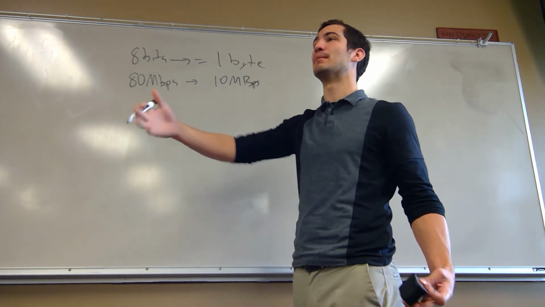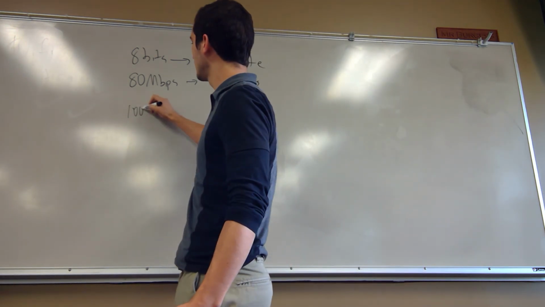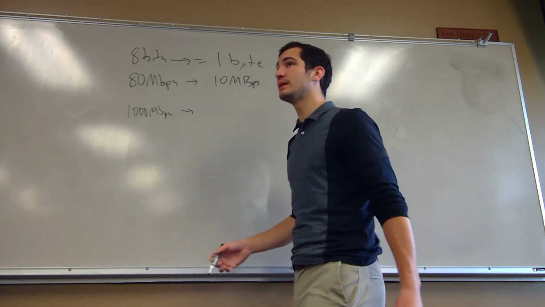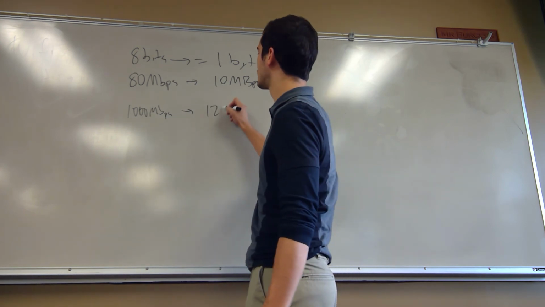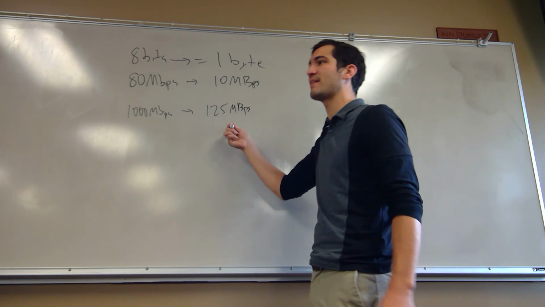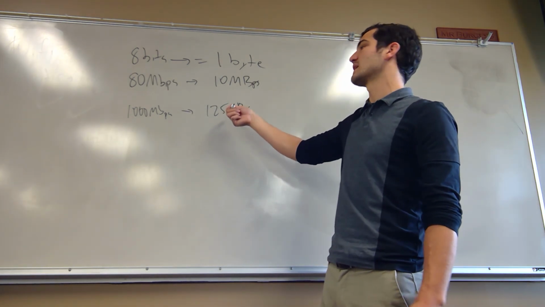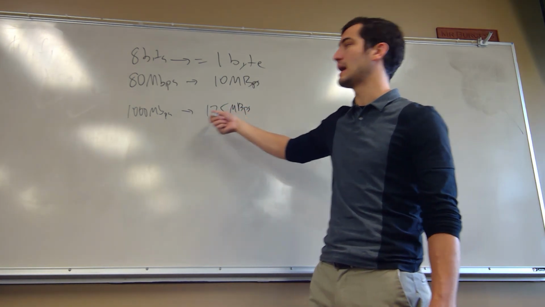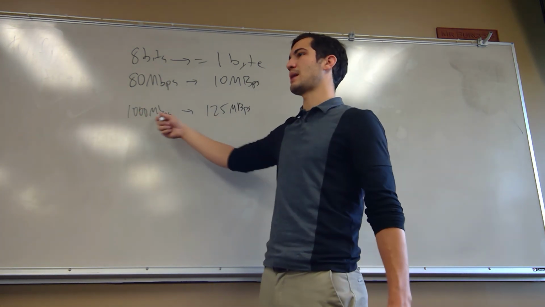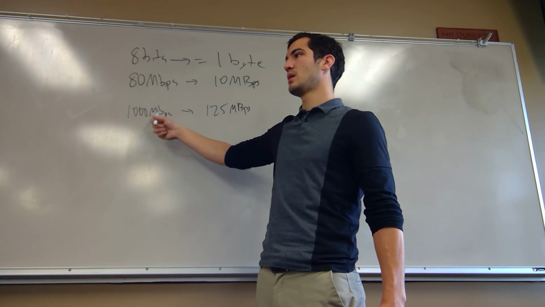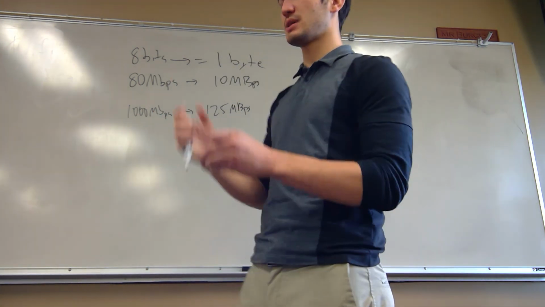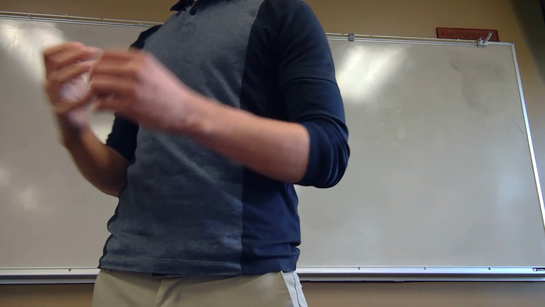So we have a gigabit, which is 1,000 megabits per second. That only allows us to download 125 megabytes per second. So if we had a 125 megabyte movie, it would take us 1 second to download it, as opposed to an eighth of a second. Does that make sense?